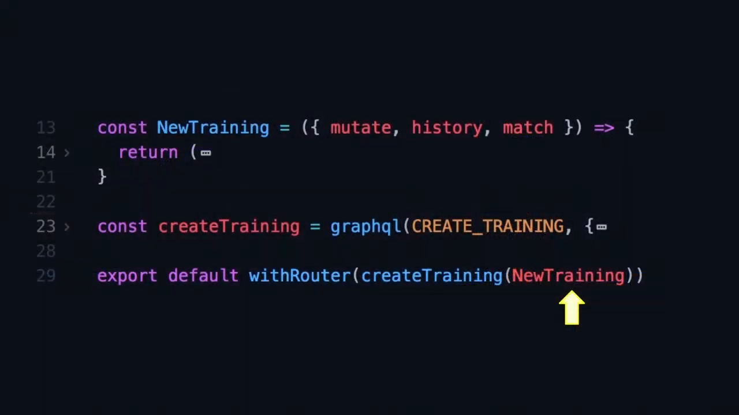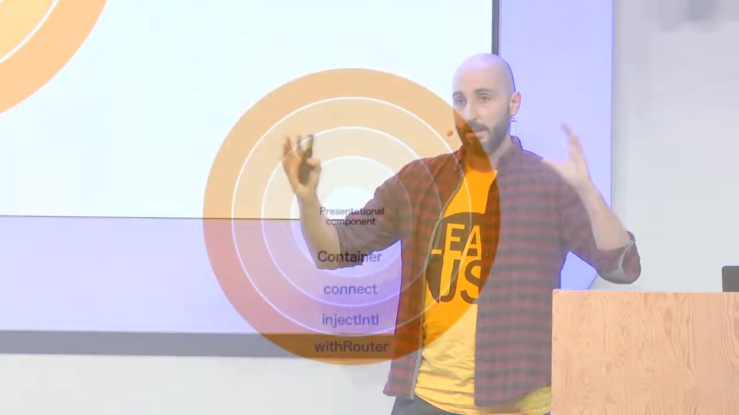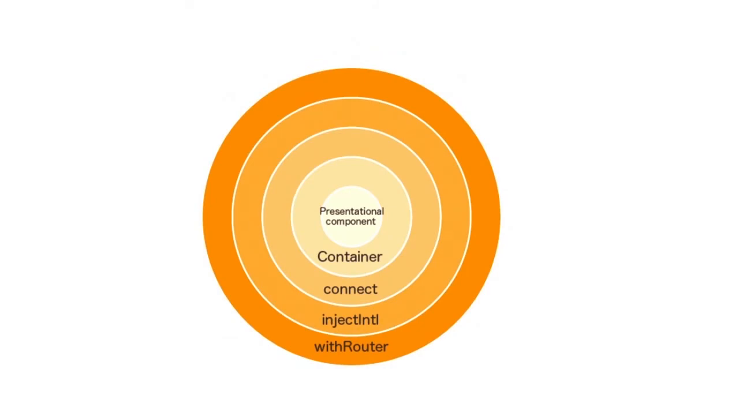Like in this example, you have a component called new training with some props. You can enhance this training with this GraphQL thing on line 23, and you can also use withRouter, which will eventually provide some kind of router. So on line 29 you are composing your component with those. New training is a component, create training returns a component that goes into withRouter, which gets another component and returns another component. That's what you export. I like to see it like an onion, because in the end you can end up having a lot of components that compose your thing.